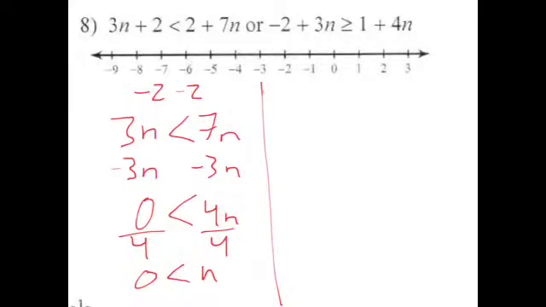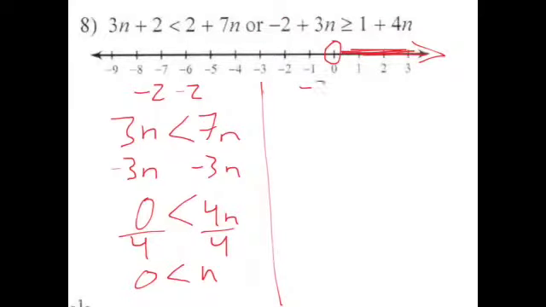And so if we go to 0, put an open circle there. We're going to have open because it's just less than and not equal to. N is going to be any number bigger than 0, so we're going to shade that direction. Put the arrow on, and that one's ready to go. I'm now going to solve my right one here.